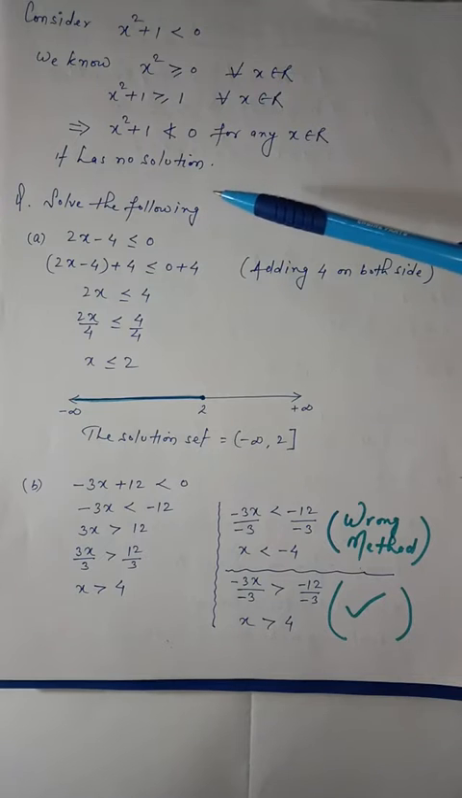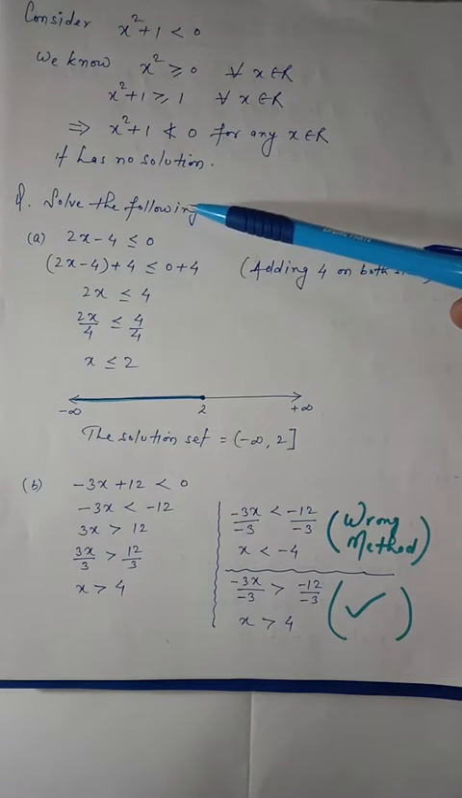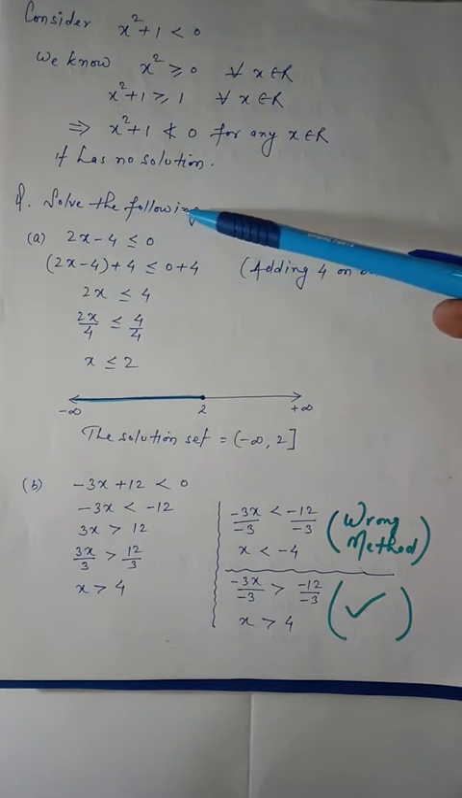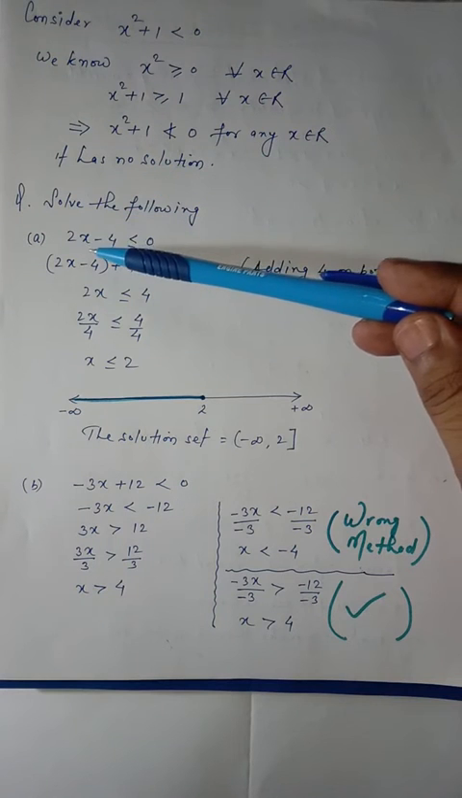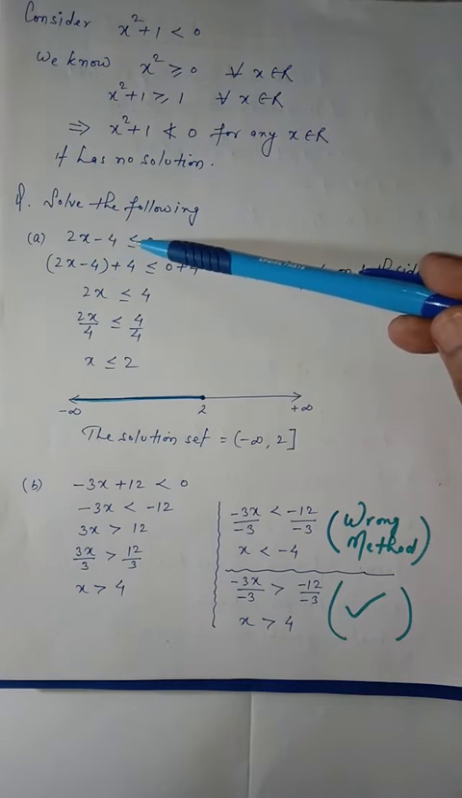Now come to the basic problem. Solve the following: 2x minus 4 less than or equal to 0.